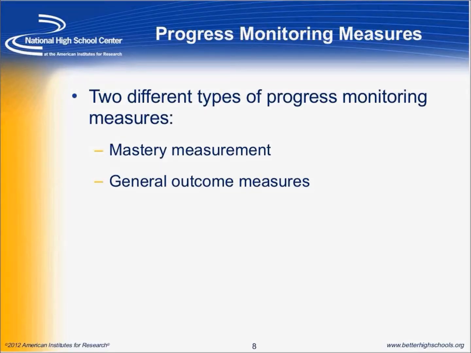When we think about progress monitoring, there are generally two types of progress monitoring measures. One is called mastery measurement, and the second is called general outcome measures. I'm going to go through each of these separately to provide some information and context about each type of progress monitoring measure, and then I'm going to talk about some considerations in terms of how this links into the early warning system work.